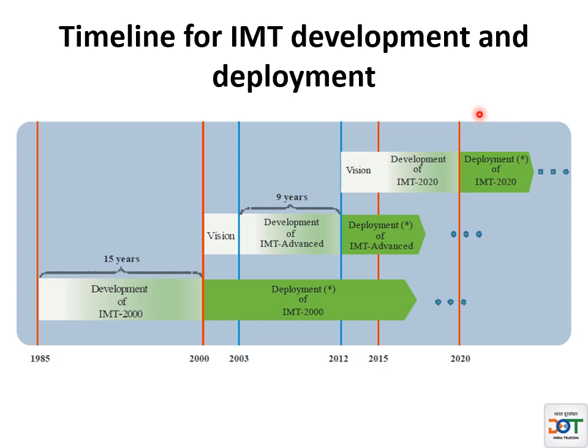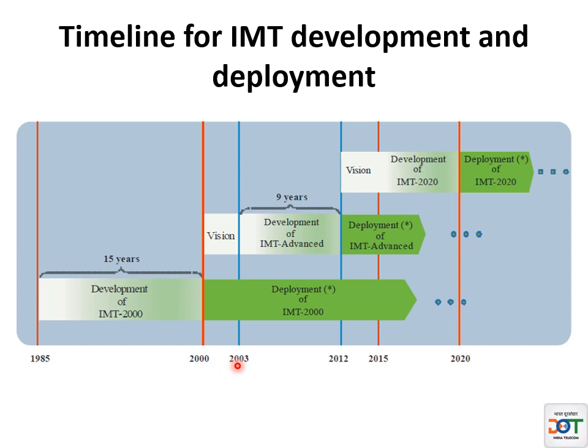So this is a graph which shows the timeline for IMT development and its deployment. It is given by ITU in one of its documents. If you look at this timeline from 1985 to 2000, it is 15 years to develop IMT 2000, that is 3G. Development means development of specifications by ITU, and in parallel, of course, OEMs start working on that. And only after 15 years, that is in 2000, deployment of IMT 2000 started, and it's still going on.